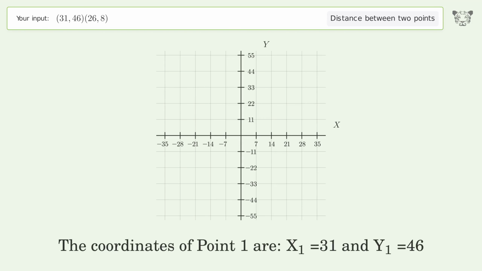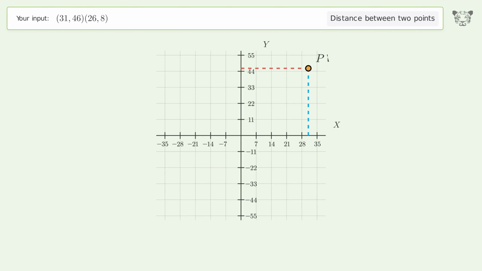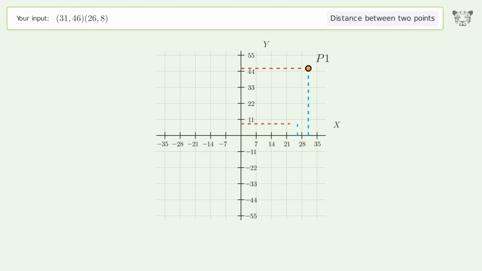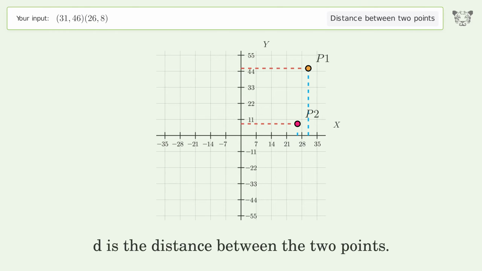The coordinates of point 1 are x1 equals 31 and y1 equals 46. The coordinates of point 2 are x2 equals 26 and y2 equals 8. D is the distance between the 2 points.